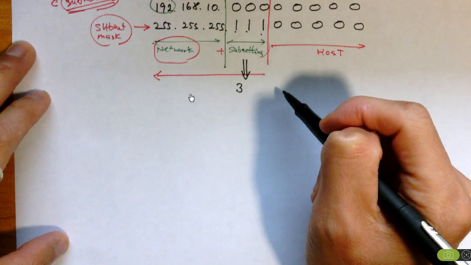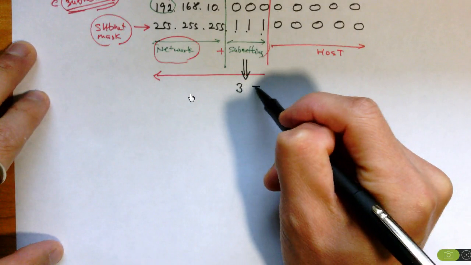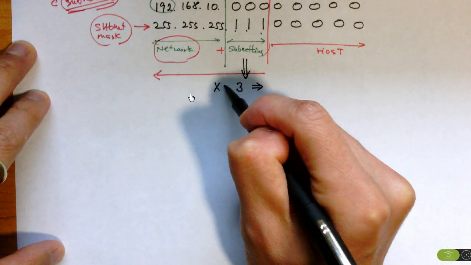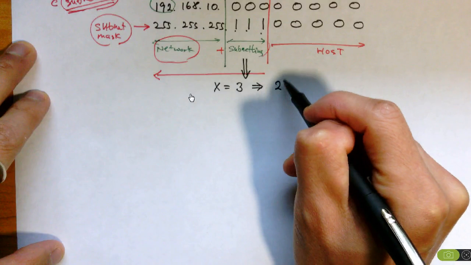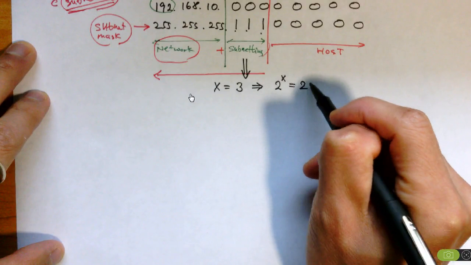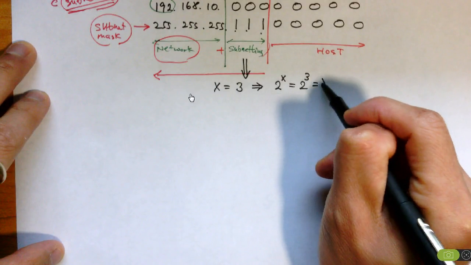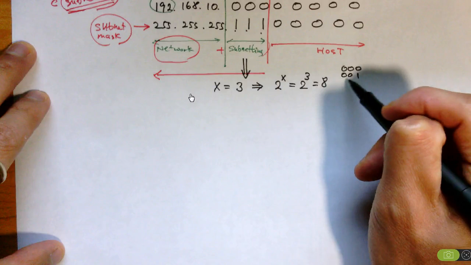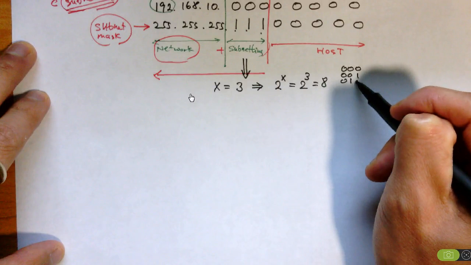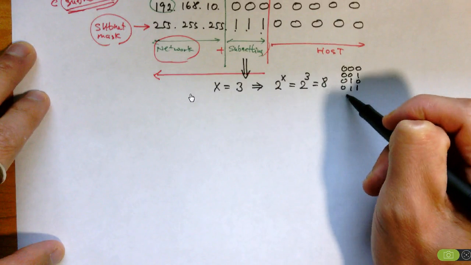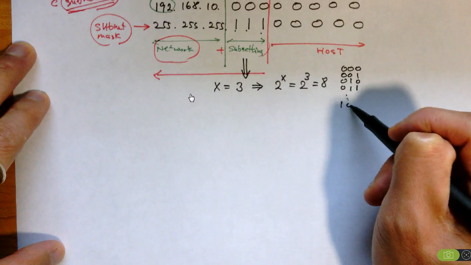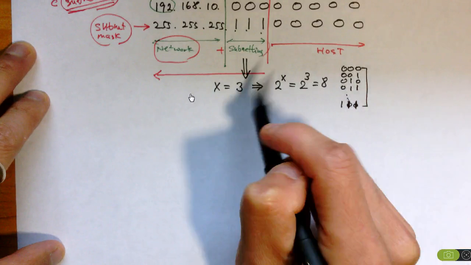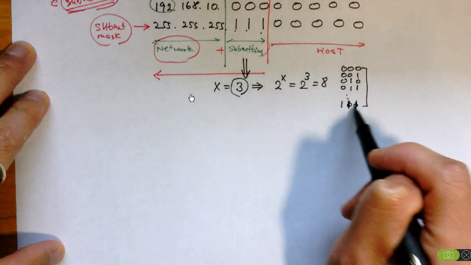So let's read the 3 bits. How many subnets can we create? So x is 3. The formula says 2 to the x, which is 8 subnets. Why? Because 0 0 0, 0 0 1, 0 1 0, 0 1 1, and keep going, and then 1 0 0, I mean 1 1 1. So actually there are 8 of them. With the 3 bits, you can create 8 subnets.